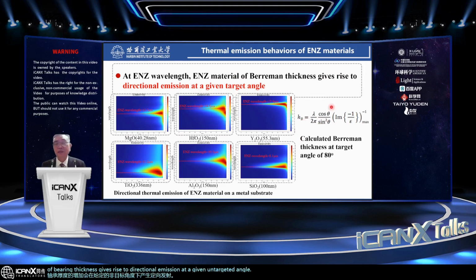Let's set this target angle at 80 degrees. Then we can calculate that for this material, let's say MgO, at this thickness, you will only see the emission at 80 degrees. At this wavelength, at this angle, you have emission. For hafnium oxide, at its 14.8 micron wavelength, at 80 degrees, you see the emission, etc.